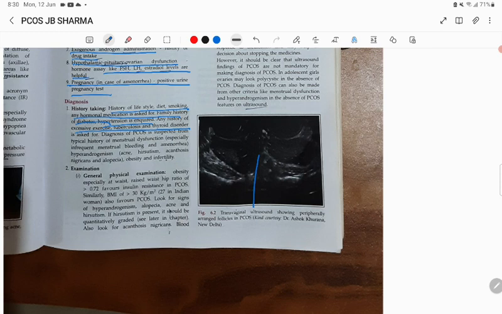Diagnosis is suspected from typical history of menstrual dysfunction, infertility, infrequent menstrual bleeding or amenorrhea followed by hyperandrogenism, acne, hirsutism, acanthosis nigricans, alopecia, obesity, infertility. In examination, general physical examination: obesity, especially waist hip ratio more than 0.72, indicates insulin resistance in PCOS, and BMI more than 30 kg per meter square also favors PCOS. Look for signs of hyperandrogenism like alopecia, acne, hirsutism. If hirsutism is present, it should be quantified by grading. Also look for acanthosis nigricans.